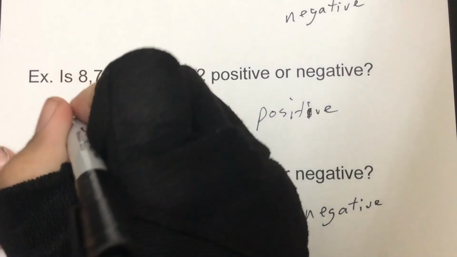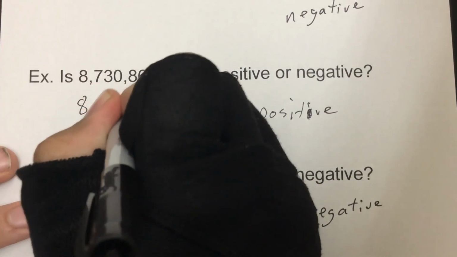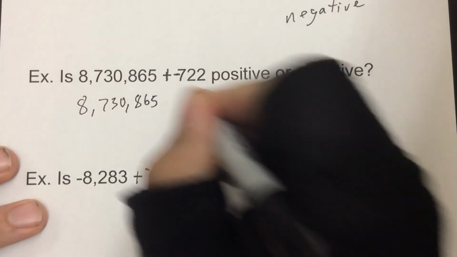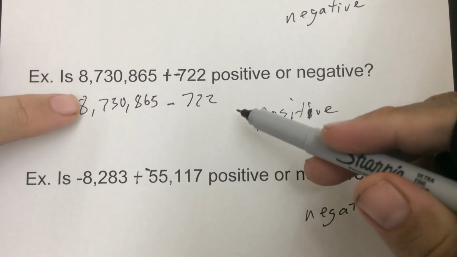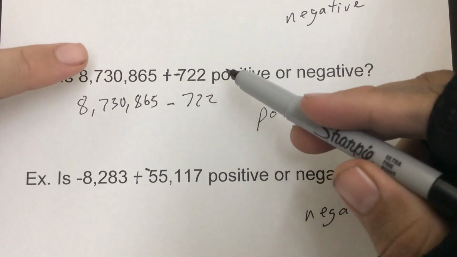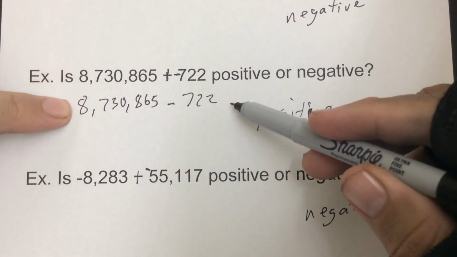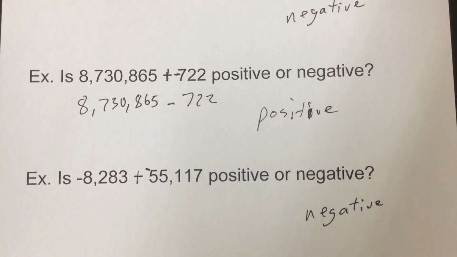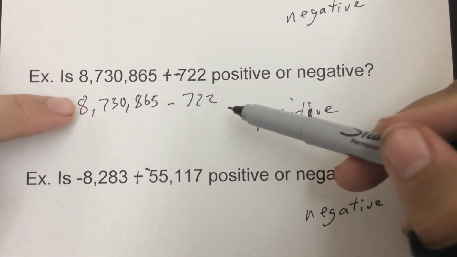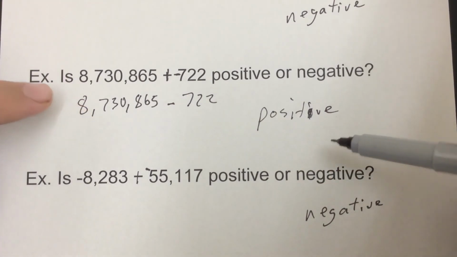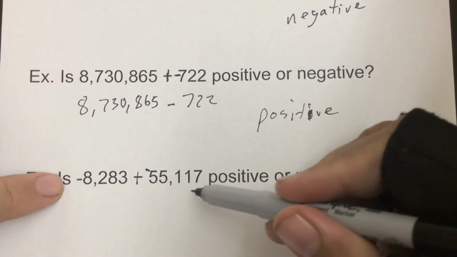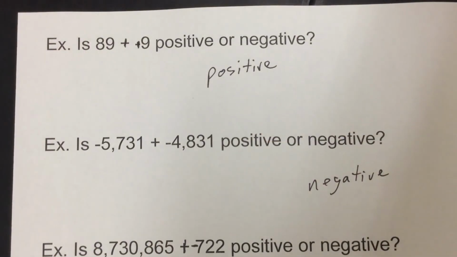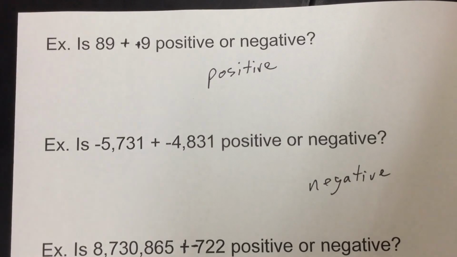If it's just the normal, which I'll rewrite here, of 8,730,865 minus 722, again, you've seen this for years. You don't necessarily have to do the leave, change, opposite with that. You can just go, I have a big number minus a small number, it's going to be positive. If it would have been the other way, a small number minus a big number, then you would have known it was negative as well. So you don't always have to do the leave, change, opposite, but it is a good practice to do, especially when they're different signs like this, or like this one up here. Then it just gets it to the same sign, makes it a lot easier.